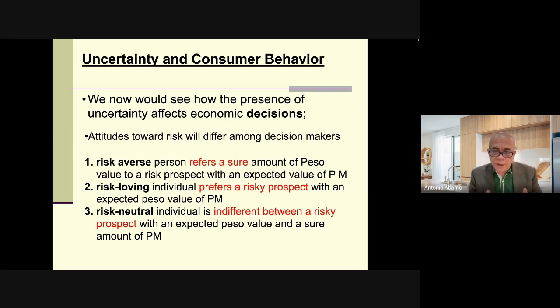Now, before we do that, we need to understand, because we're talking about risk created by the environment of uncertainty, that the actual dynamics in terms of decision making is affected by the risk bearing attitude of the decision maker, which is the business manager. There are three types of risk bearing attitude. One is the risk averse manager, the other is risk loving, and the other is risk neutral.